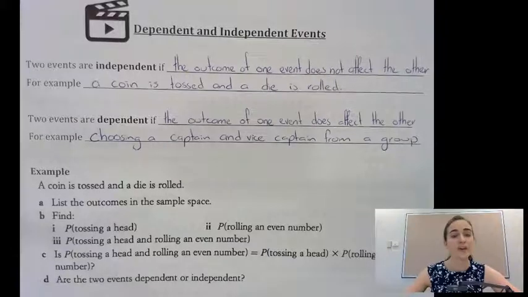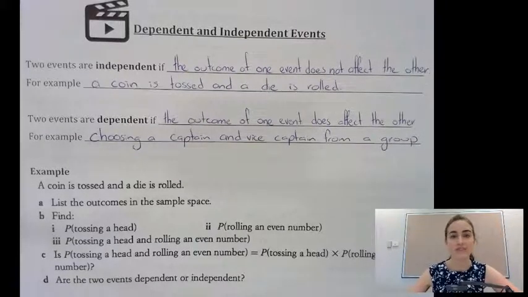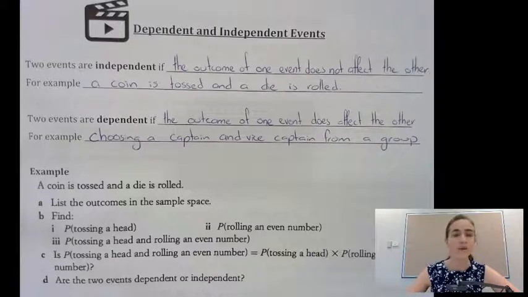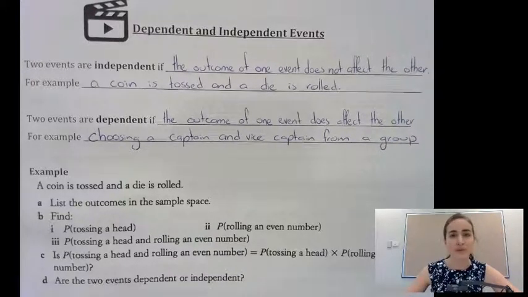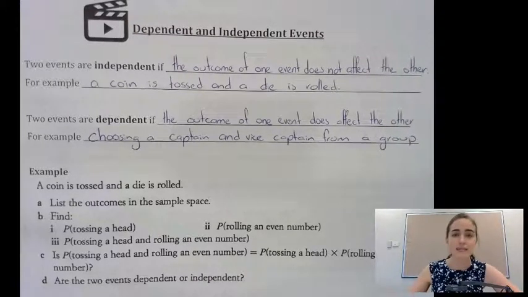In this video, I want to have a look at dependent and independent events in probability. Two events are independent if the outcome of one event doesn't affect the outcome of the other. For example, if we had an experiment where we were flipping a coin and rolling a die, then the outcome of the roll of the die isn't at all affected by what happens when we flip that coin. They're two completely separate or independent things.